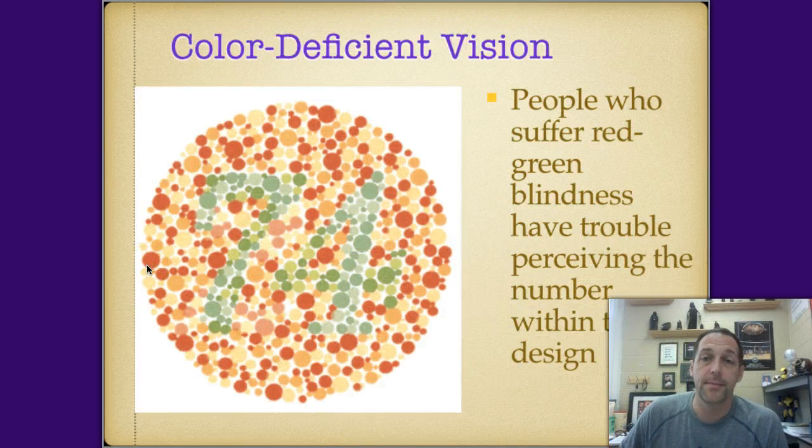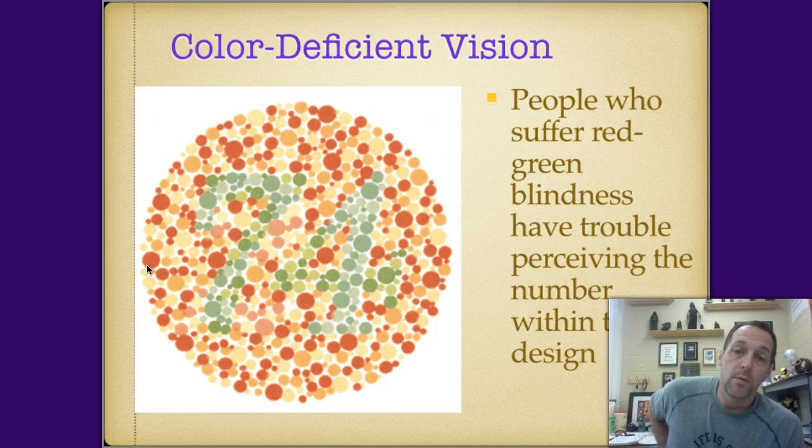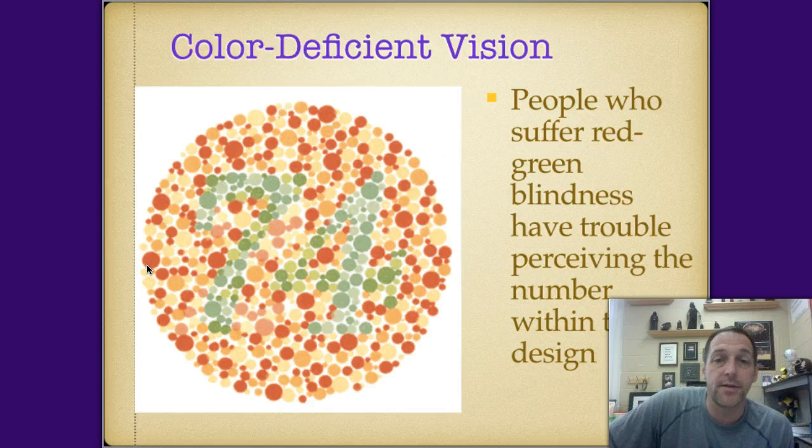Colorblind. People who suffer red-green colorblindness have trouble perceiving the number within the design. In case you're wondering, the number is, I'll give you a second to figure it out, 74. Okay. Most color deficient people are not actually colorblind. They simply lack functioning red-green sensitive cones. Their vision is dichromatic, two-color, instead of trichromatic, making it difficult to distinguish red and green, as in this figure. Okay?